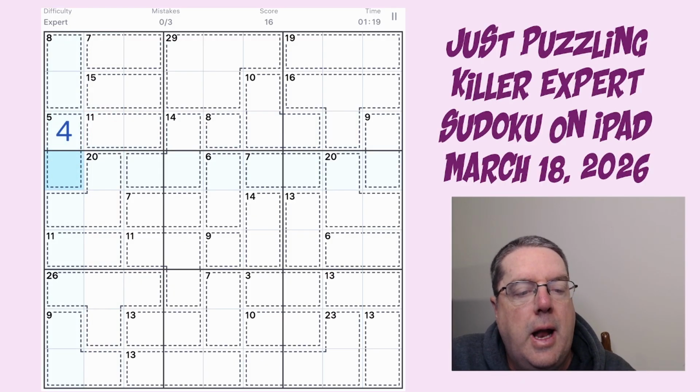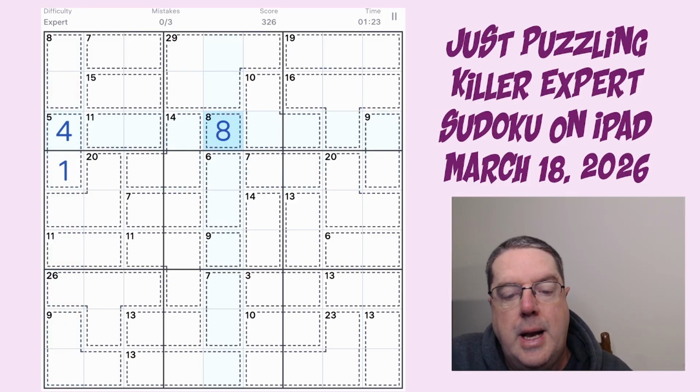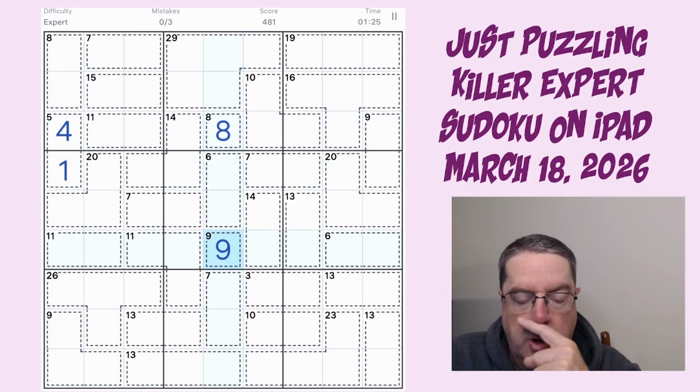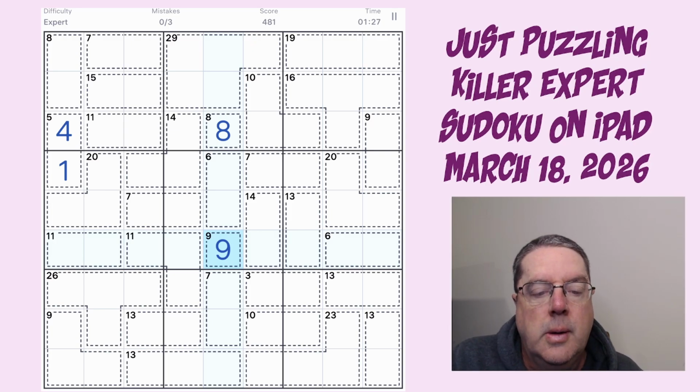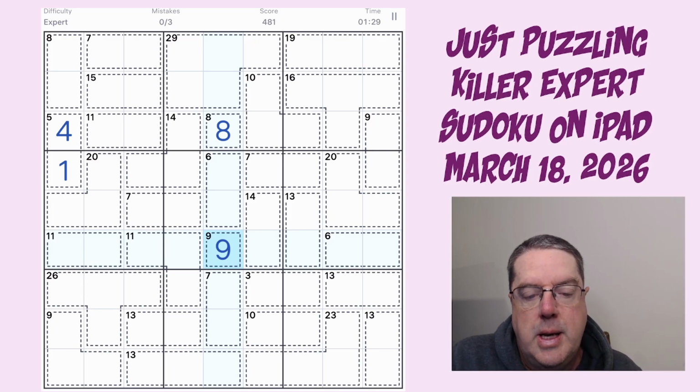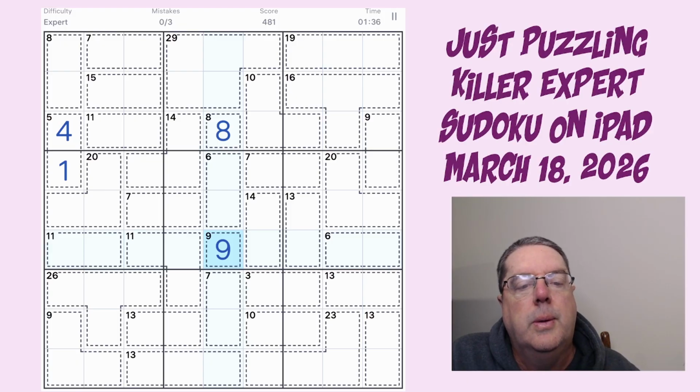The cage has to add up to 5, so this is a 1 here. This cage has to add up to 8, so it's got to be an 8. This one's got to add up to a 9, so this is a 9 here. Alright, do we see any more cages like that one? So that's what I do to find my helpful tip.